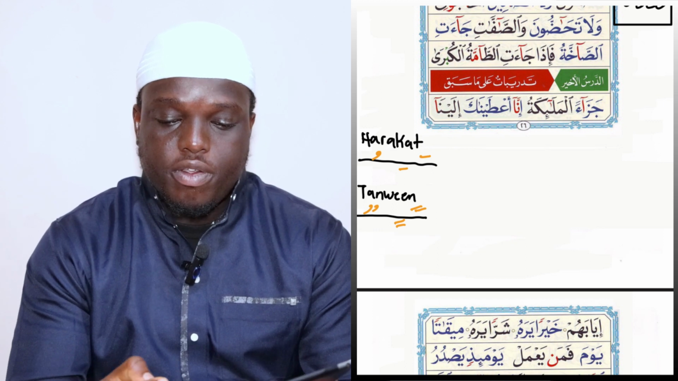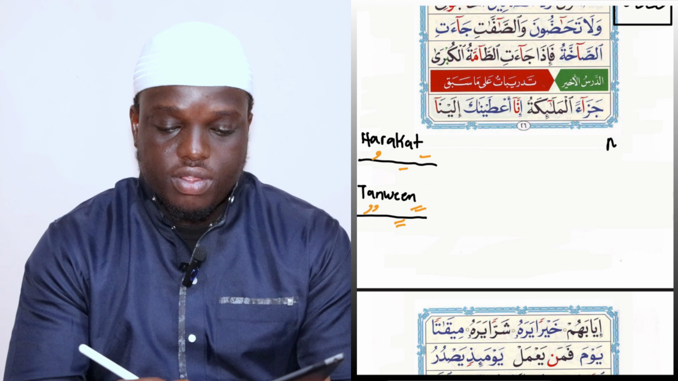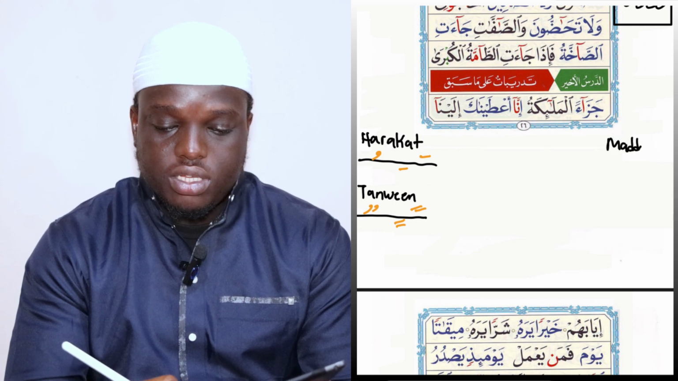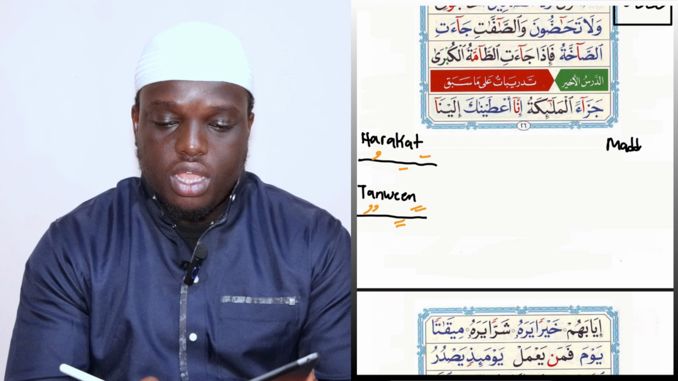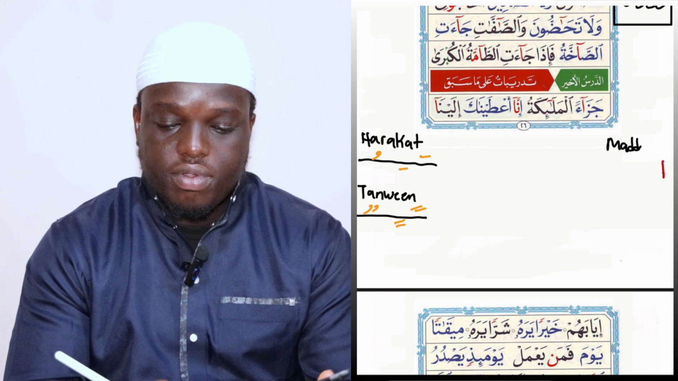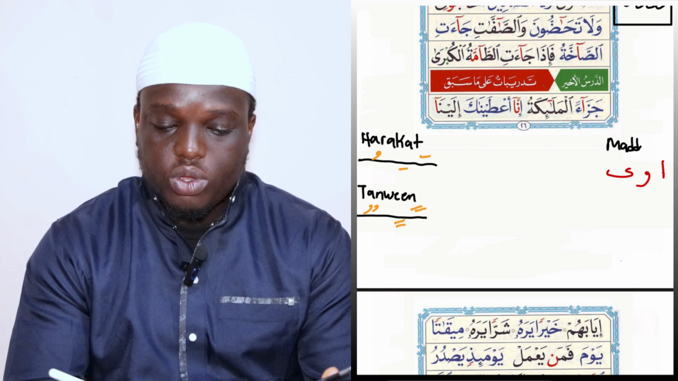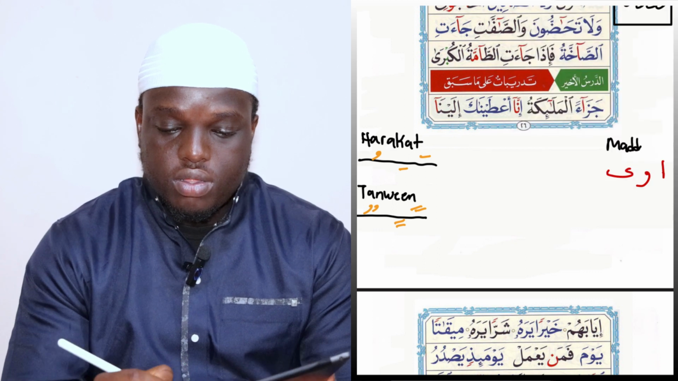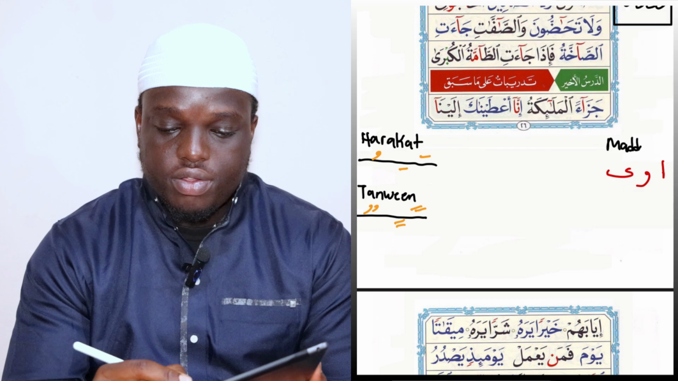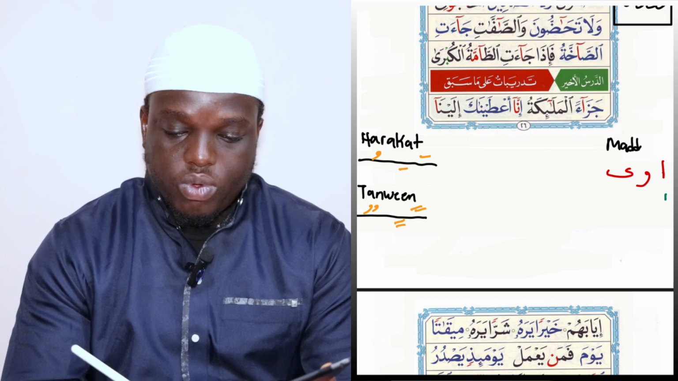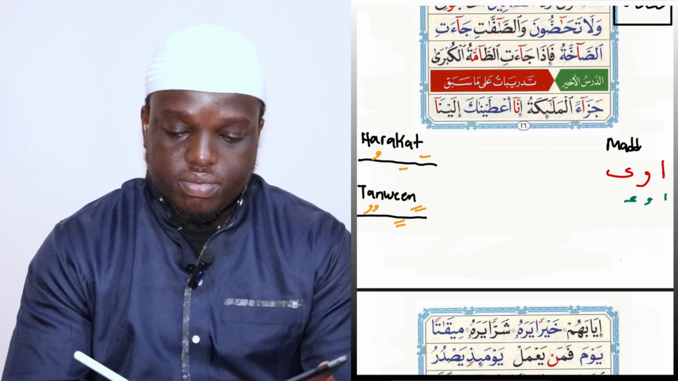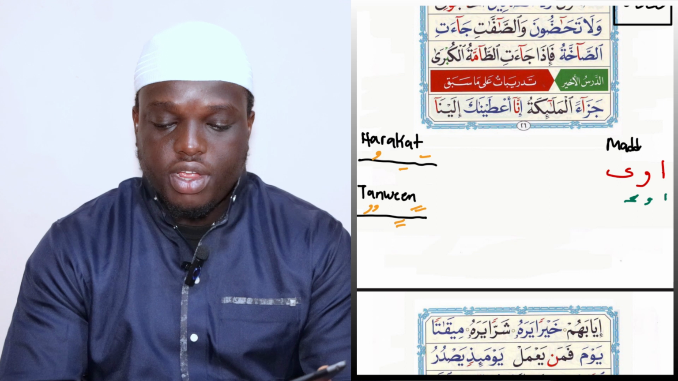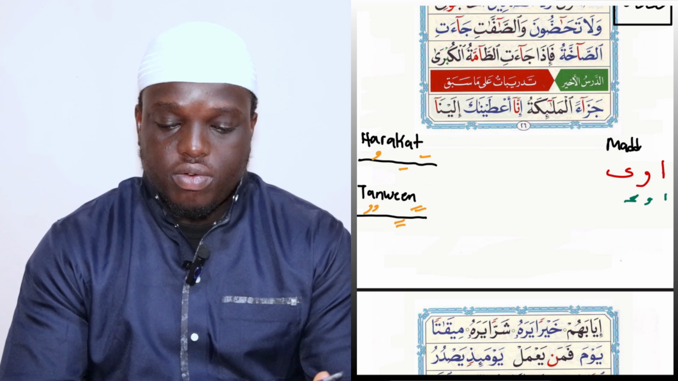We learned about our mud letters: the alif, the waw, the ya. We also have the small ones as well: the alif saghira, waw saghira, and ya saghira. So we have our muds.